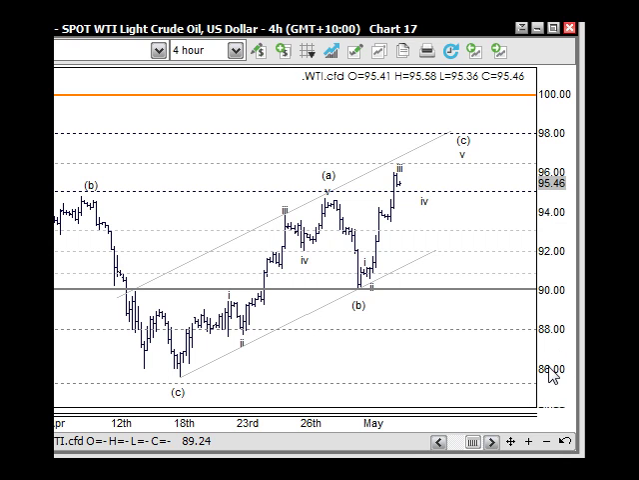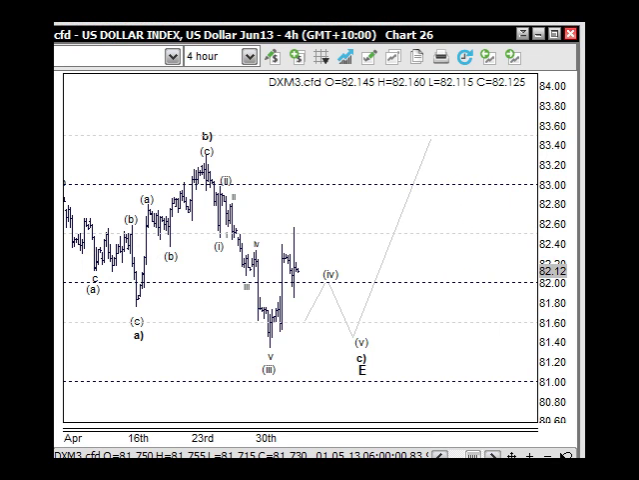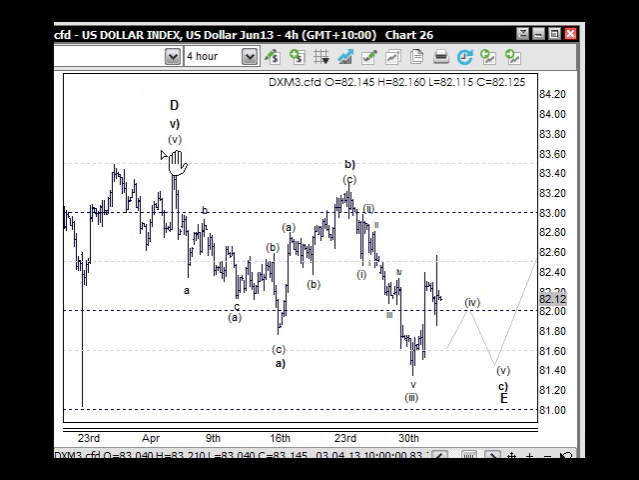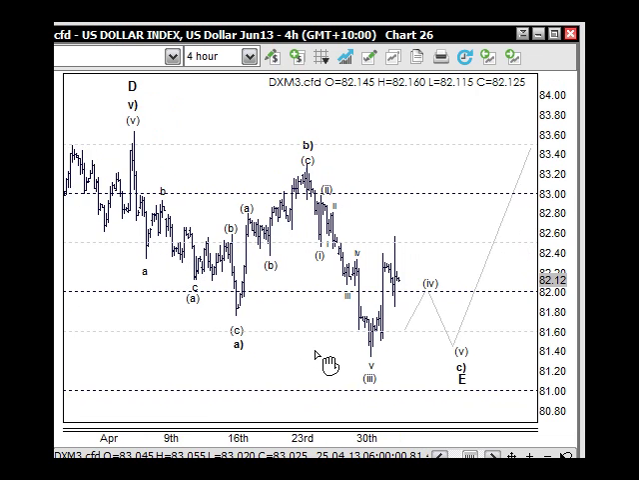Alrighty, let's have a look at FX. Okay, starting with the US dollar. The US dollar, we've been looking at this corrective pattern through here, and I just don't know if it's finished yet.